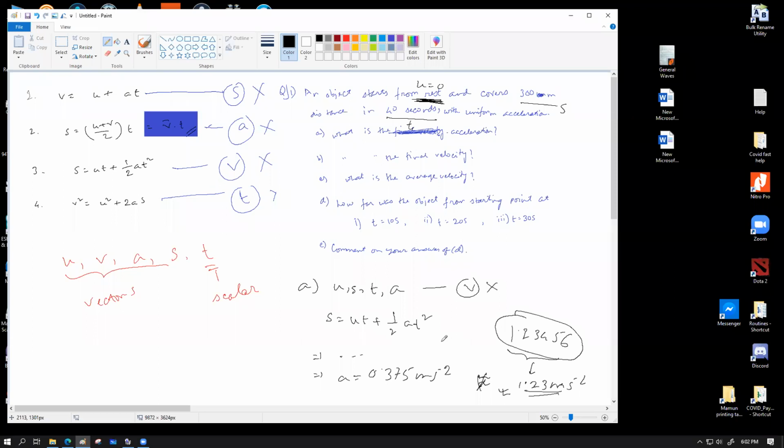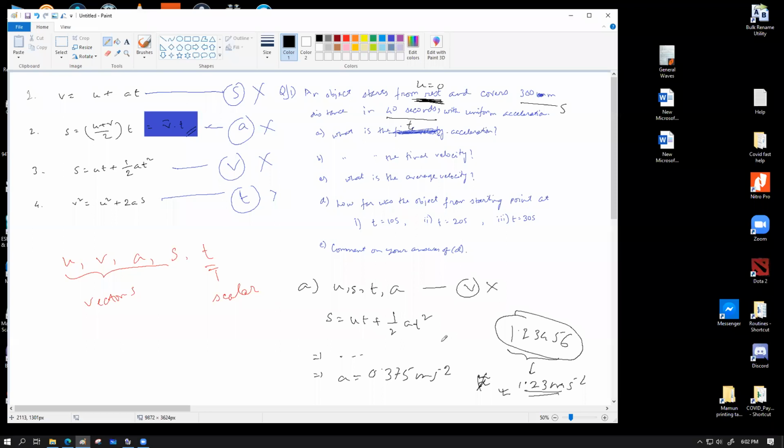Do you guys understand what standard form is? Something times 10 to the power of something.